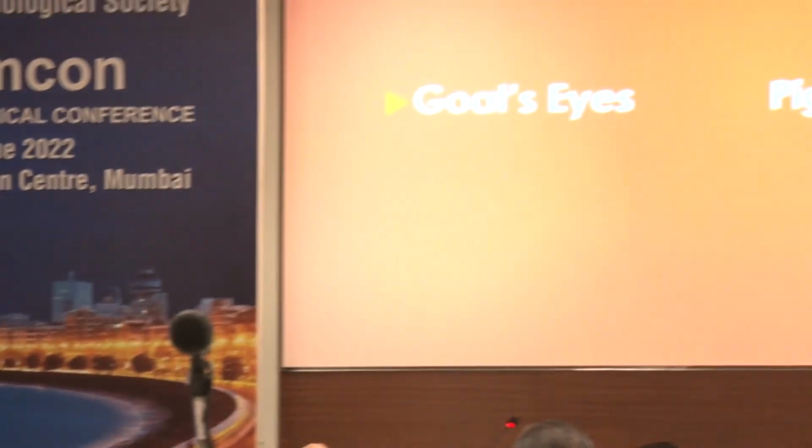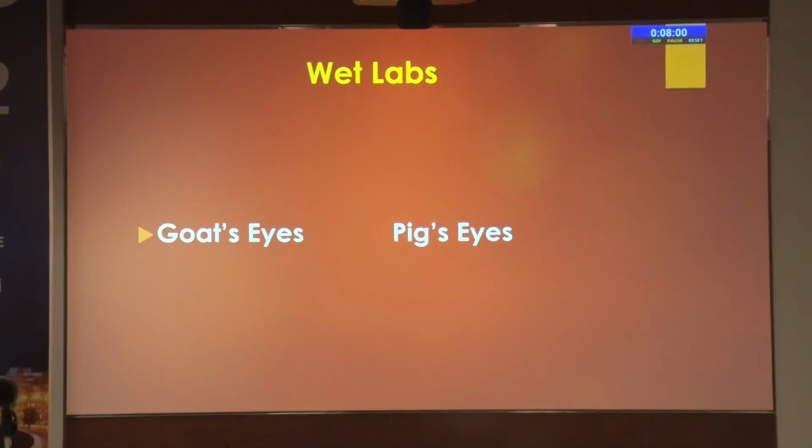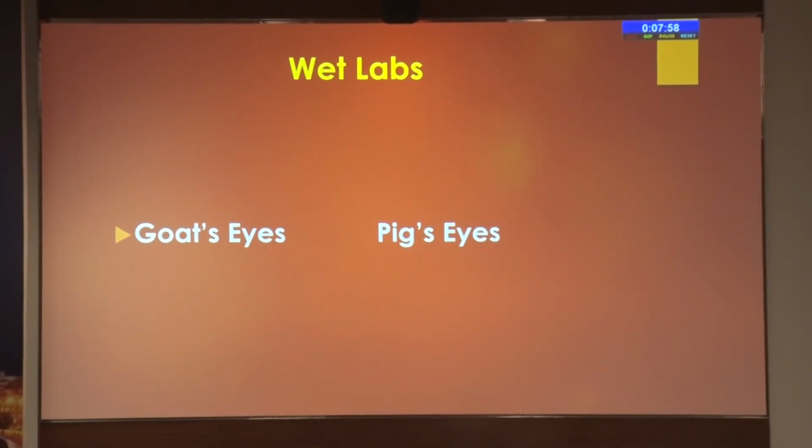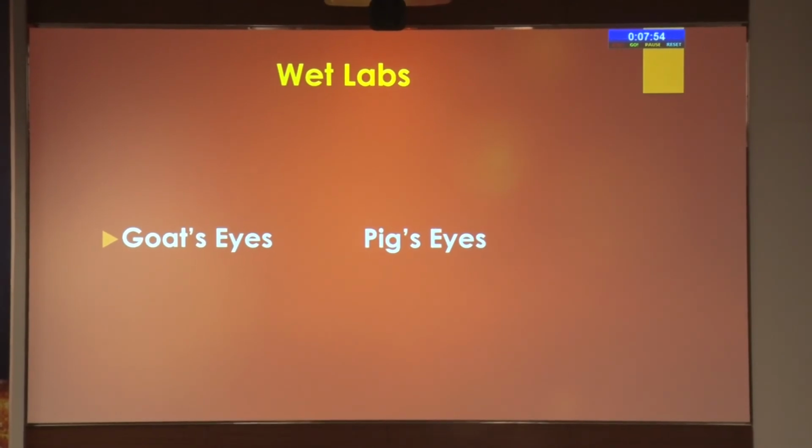The second thing was wet labs. In those days, there were hardly any wet labs. We used to go to butchers and take goat eyes and pig eyes, you must be remembering. And whatever sutures were remaining, we used to catch hold of those sutures and then we used to try.